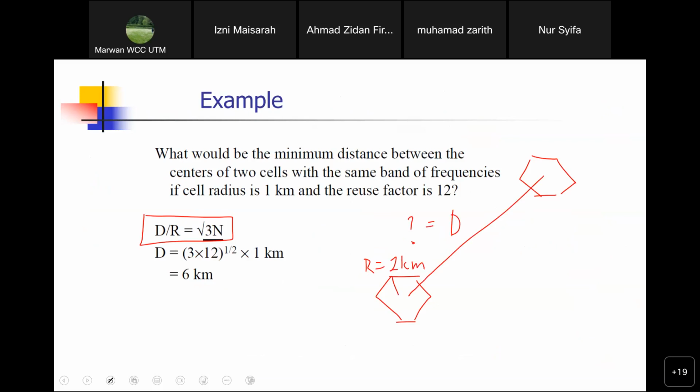Then we can straight away use the equation. If you have the reuse factor n equals 12, it means a cluster with 12 cells. Then you can plug in all the values and get the distance. If this is 1, this is actually 6 kilometers. So approximately we can say that the received power is actually 6 times bigger than the interference power.